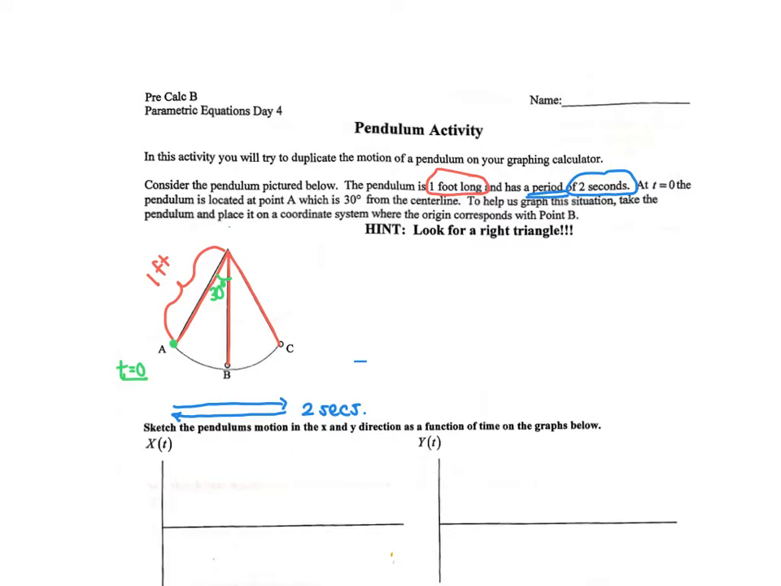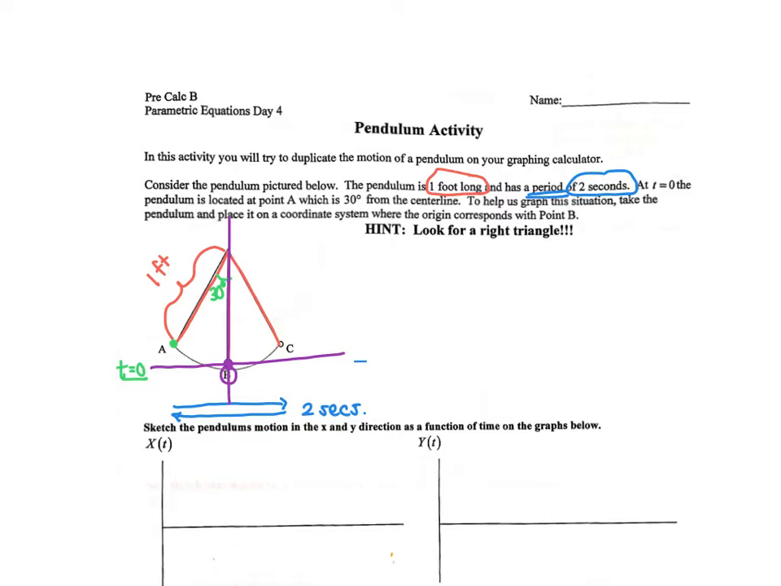Now, we're going to try to graph this situation by placing this pendulum on a coordinate system where the origin is going to correspond to point B. So I'm going to consider this on a coordinate system. We'll draw a large y-axis and a large x-axis where the origin is at that point B down below.